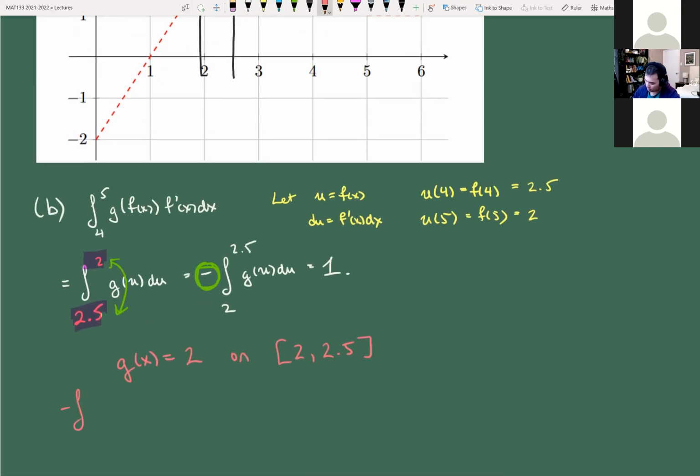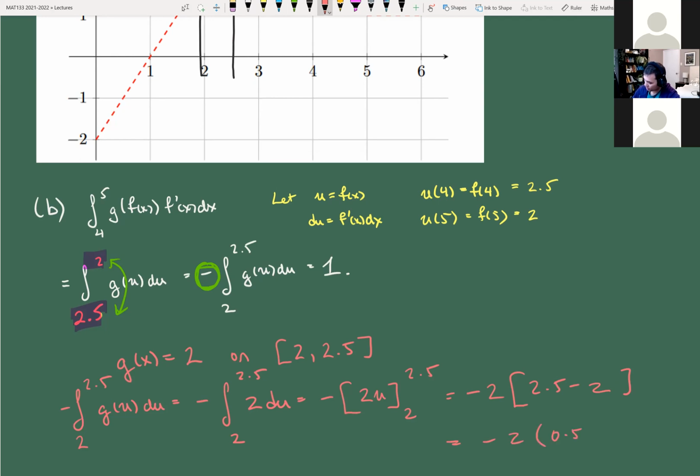So the negative integral from 2 to 2.5 of g of u du is the negative integral from 2 to 2.5 of 2 du. We know that we have negative 2u from 2 to 2.5. So that's negative 2 times 2.5 minus 2, which is negative 2 times 0.5 equals negative 1. Sorry, yeah, that should be negative 1.